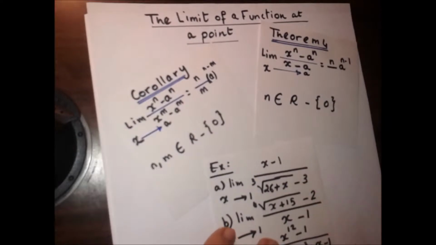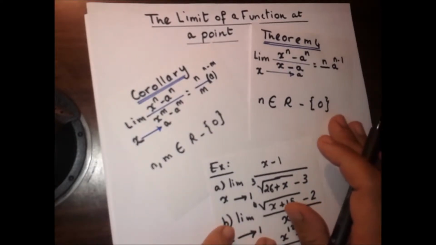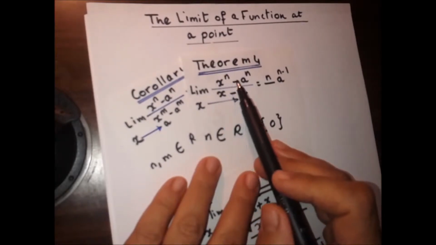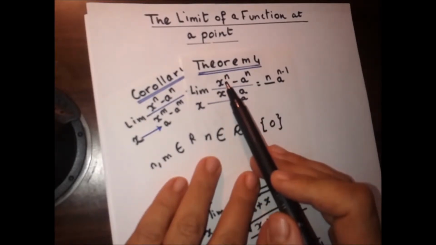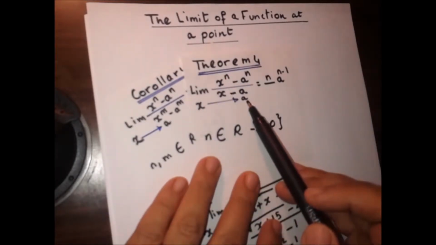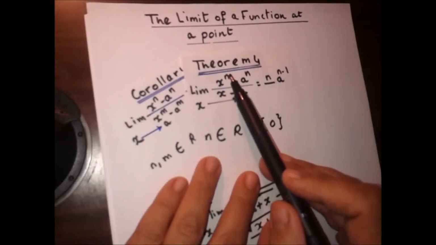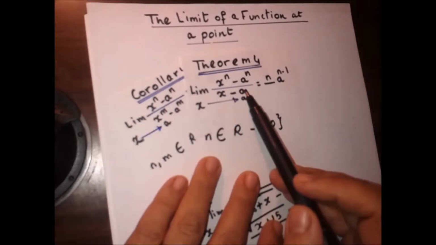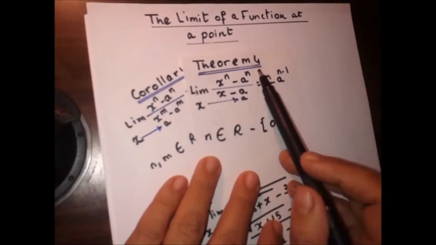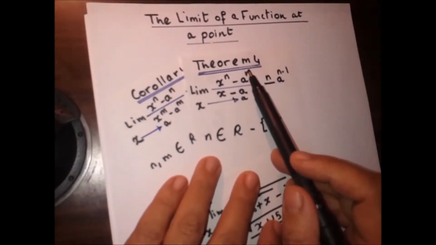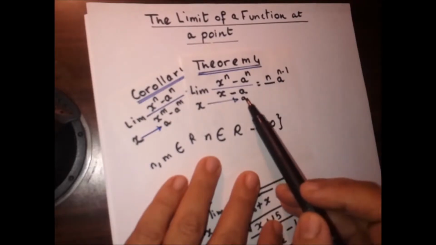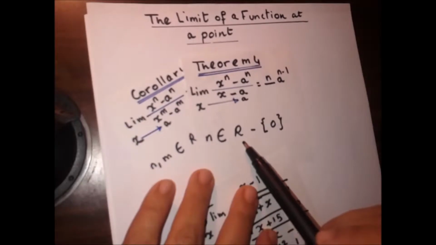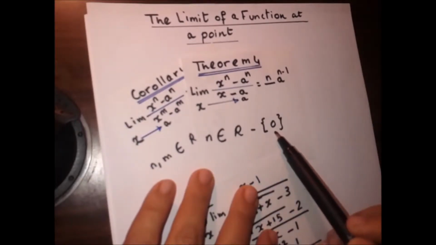Now we're going to take more exercises on Theorem 4 and its corollary. In Theorem 4 we have the limit of a fractional function: the limit as x tends to a of (x to the power of n minus a to the power of n) over (x minus a). This is equal to n times a to the power of n minus 1, for each n belonging to R minus 0.